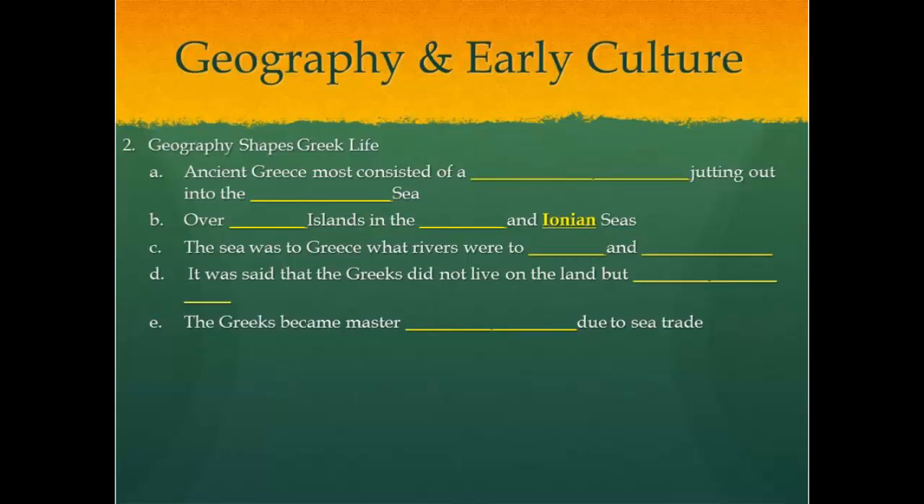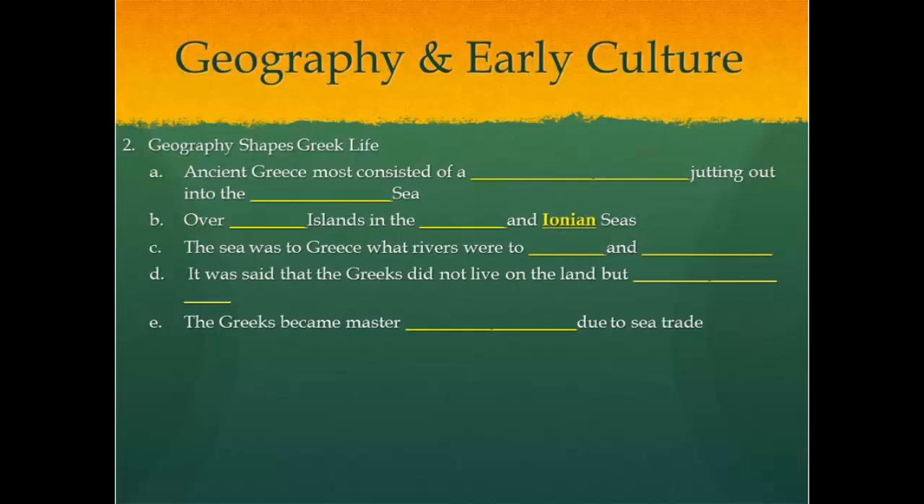So, geography. Geography shapes Greek life. Ancient Greece consisted mostly of a mountainous peninsula jutting into the Mediterranean Sea. Very mountainous. Over 2,000 islands in the Aegean and Ionian Seas all make up part of present-day Greece. A lot of times these islands are in dispute, but there were over 2,000 islands in this area.